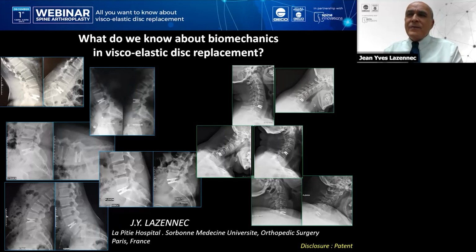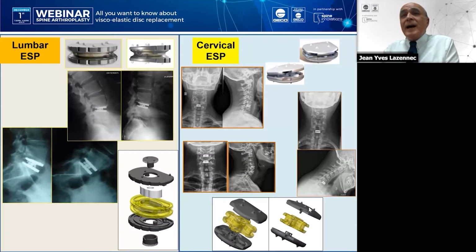This topic is, I think, very important. It is about the difference between mechanical implant and visco-elastic disc implant. And now, as we have follow-up from 2005 for lumbar spine and 2012 for cervical spine, we have a lot of data regarding the biomechanical characteristic. So I shall speak about what I know, lumbar ESP on the left and cervical ESP on the right.